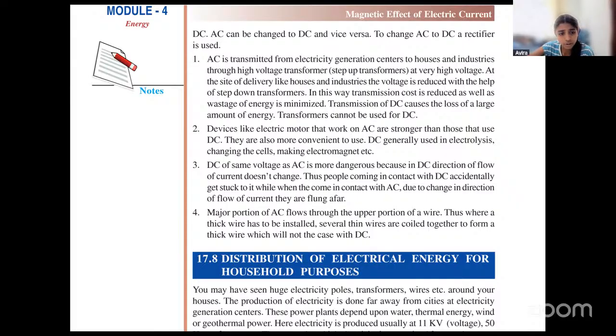Perfect. Point 4. The major portion of AC flows through the upper portion of a wire. Thus, where a thick wire has to be installed, several thin wires are coiled together to form a thick wire, which will not be the case with DC. So these are all the advantages of AC over DC. If the question comes, write the AC advantages over DC. You have to write all this, at least a minimum of 3 points.